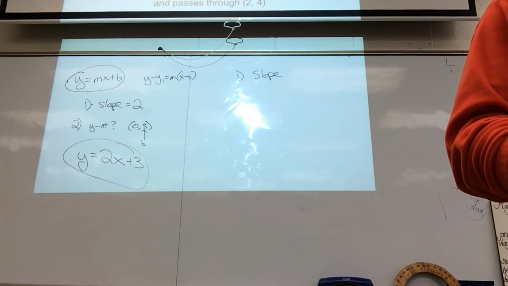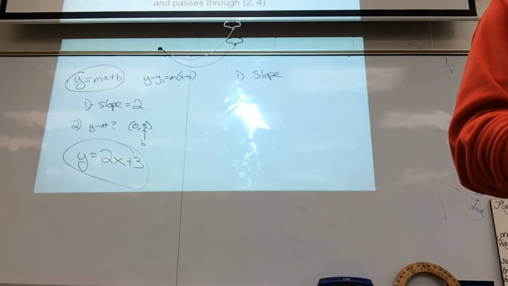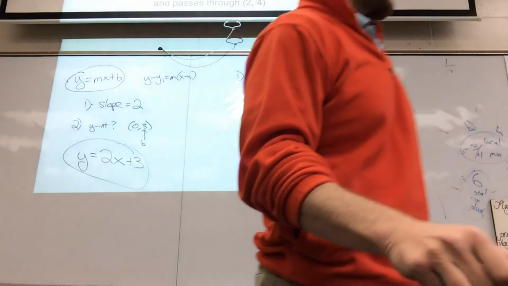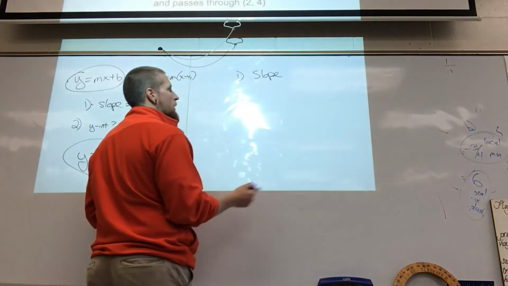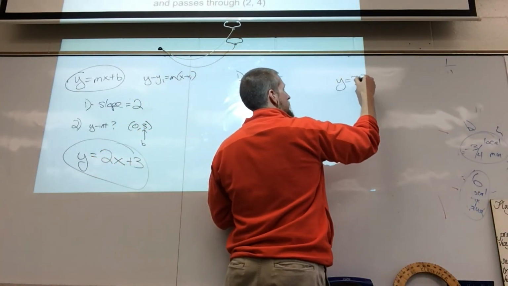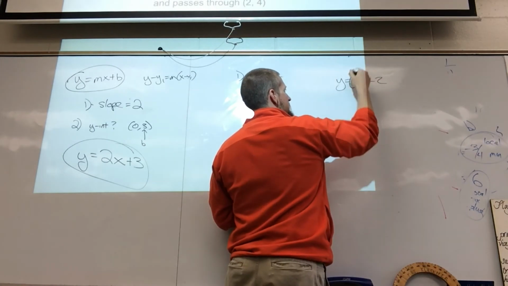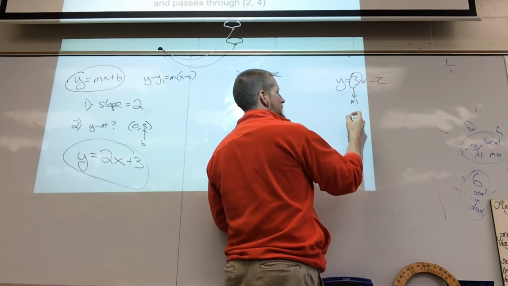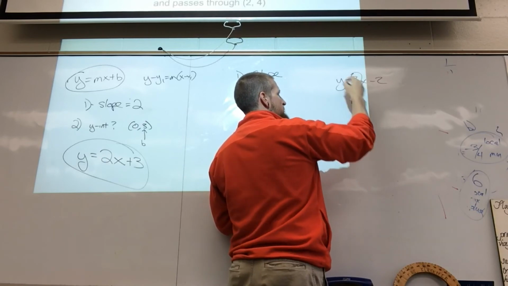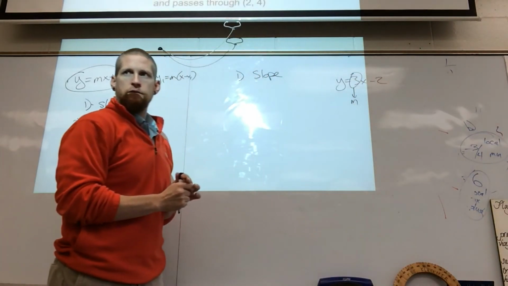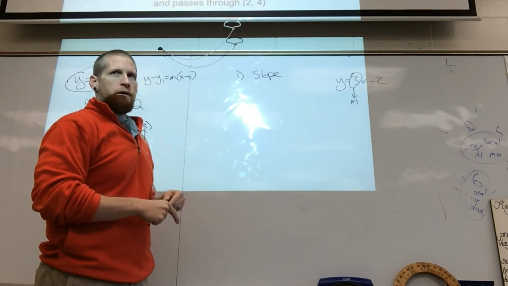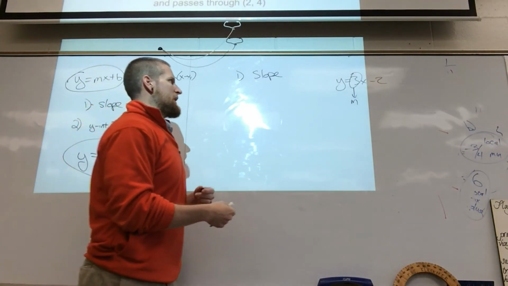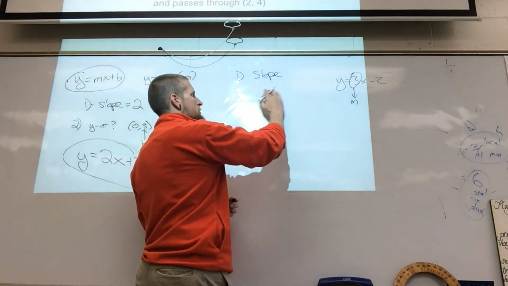Says y equals 3x minus 2. The 3 is the slope, 3 over 1, because y equals 3x minus 2. So that number right there is the slope of this line. Yes? Okay. That doesn't necessarily mean it's the exact same slope I'm going to use.